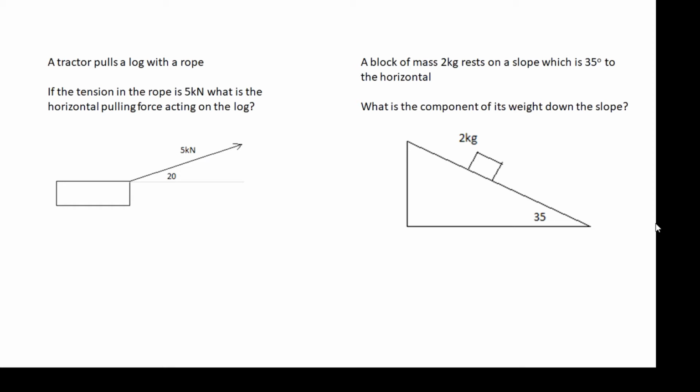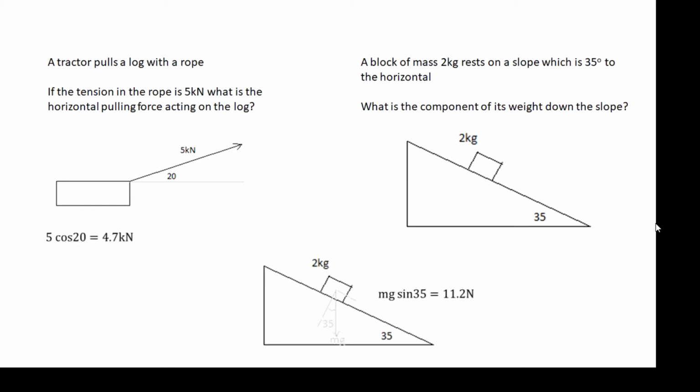The answers are, okay, first one straightforward is just 5 cos 20, which is 4.7 kilonewtons. On the second one, what I've done is I'm resolving down the slope and into the slope. You don't have to resolve horizontally and vertically, as long as the two components are at right angles to each other. And here, if I resolve down the slope, then the component of its weight down the slope is mg sin 35, which is 11.2 newtons. The component of its weight into the slope will be mg cos 35. That will actually be equal to the normal contact force from the slope.